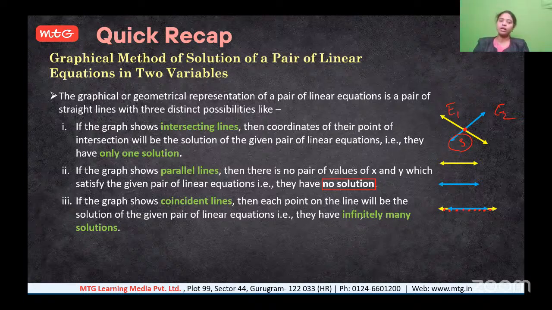So, again, remember, when you represent two linear equations, that is a system of equations, on a graph paper, if you find them as intersecting lines, they have only one solution. If you find them as parallel lines, they have no solution. If you find them as coinciding lines, then they will have infinite solutions. This is the basic pattern or the nature the equations possess.